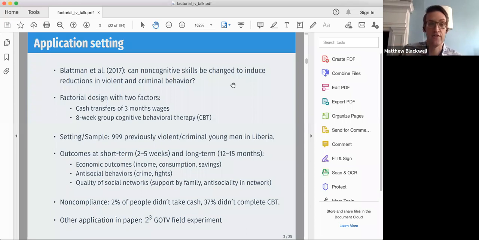In the paper, we look at another application, which is a 2 by 2 by 2, so a 2 to the 3 field experiment, get out the vote with 3 different modes: mailers, phone calls, and door-to-door canvassing, to look at a higher order setting.